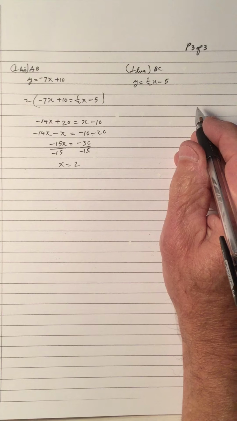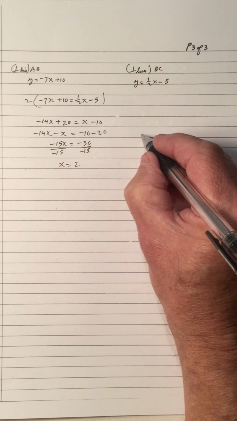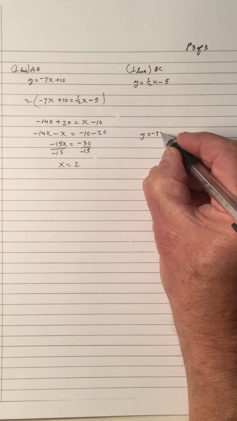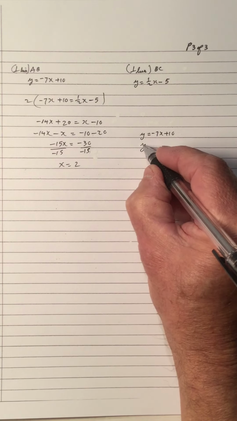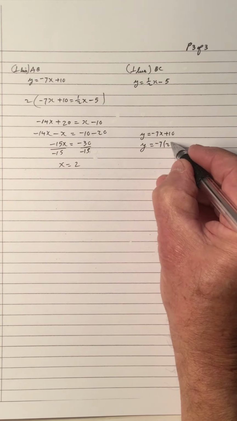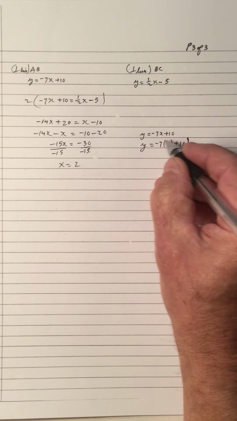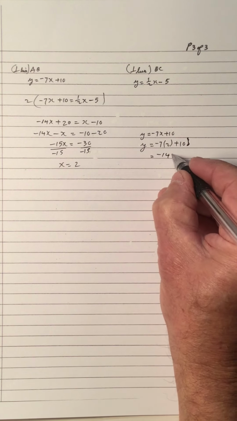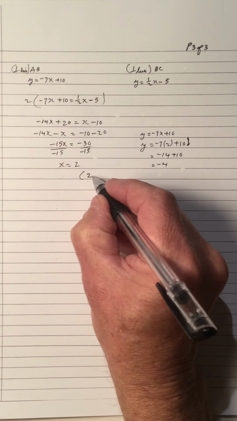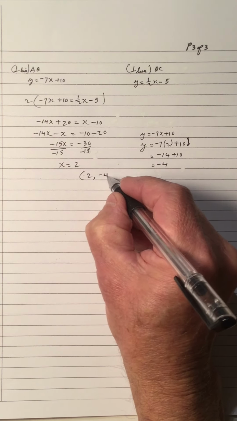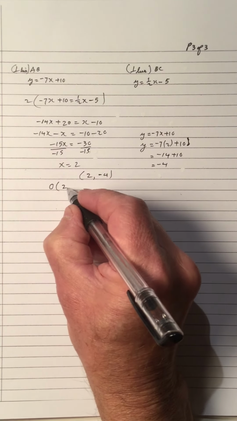And so now if we sub that into whatever equation you want, so if we write down the equation y equals negative 7x plus 10, I'm going to sub 2 in the place of x. So I get negative 14 plus 10, negative 4. So that's the point of intersection, 2, negative 4. So that's the center. That's O. That's the center of the circle.